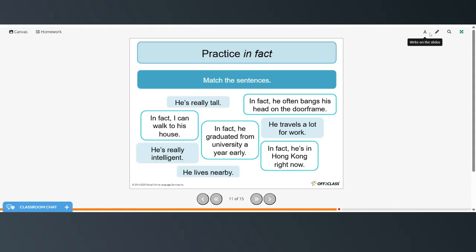He's really tall. In fact, he often bangs his head on the door frame. He travels a lot for work. In fact, he's in Hong Kong right now. He's really intelligent. In fact, he graduated from university a year early. And he lives nearby. In fact, I can walk to his house.